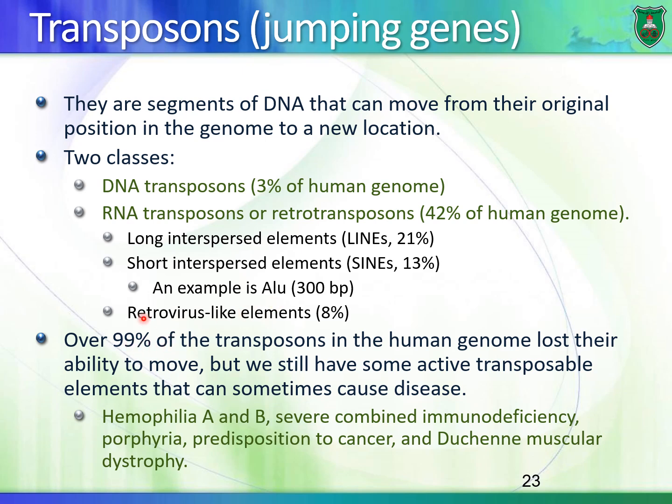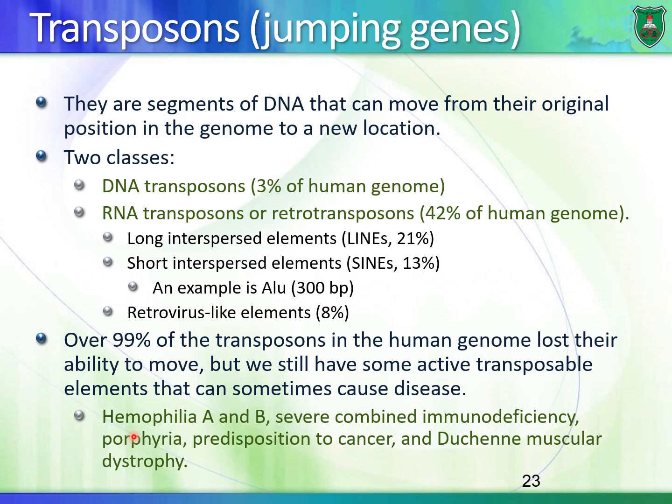Another example of retrotransposons is retrovirus-like elements, and they make up about 8% of the human genome. So these transposons have lost the ability to move, to change places, but we can have some active transposable elements that can sometimes move, and when they move they can cause diseases. There are diseases that are related to retrotransposons changing places. Examples include hemophilia A and B.